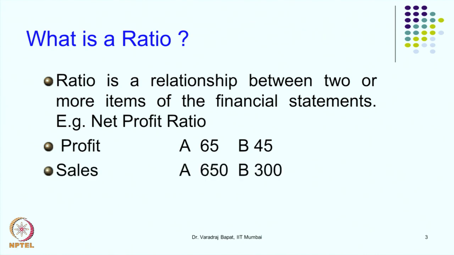If we get the information on sales also, now what do you get? You realize that A is able to make a profit of 65 on sales of 650. B is able to make a profit of 45 on sales of only 300. That means if you just take a percentage here, you will realize that profitability of A is 10% while profitability of B is 15%. So B's business is actually more profitable than that of A. This is the insight which ratios give.